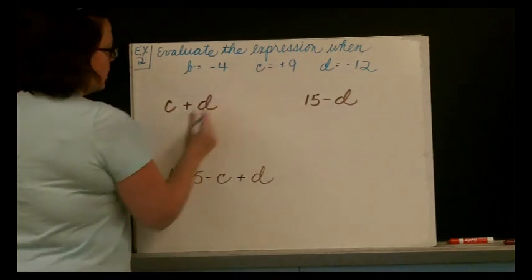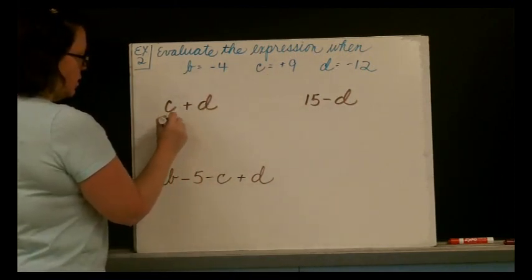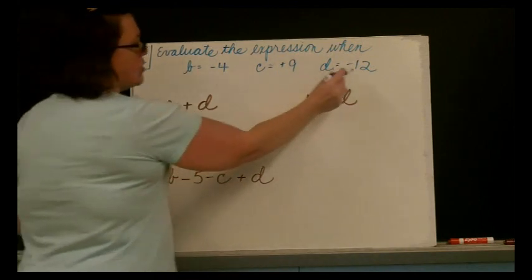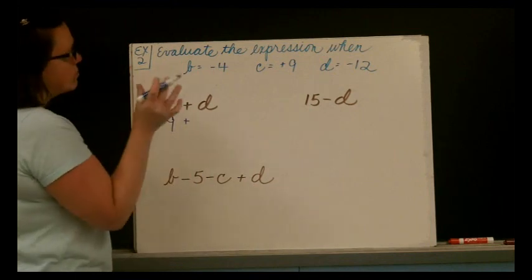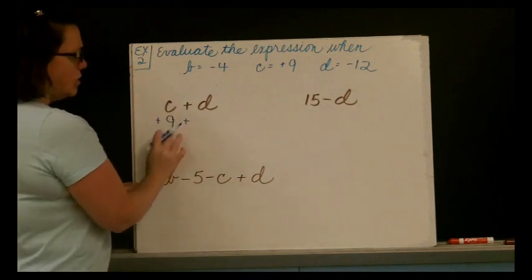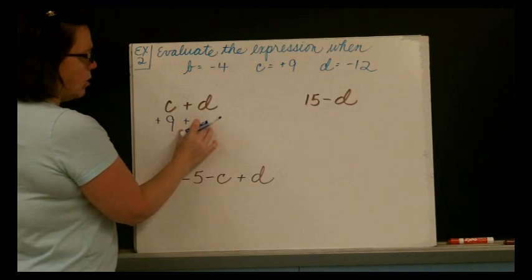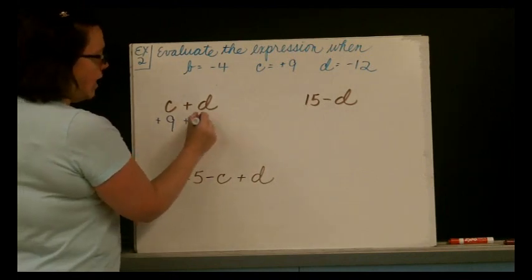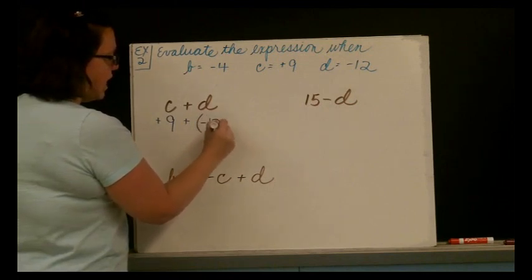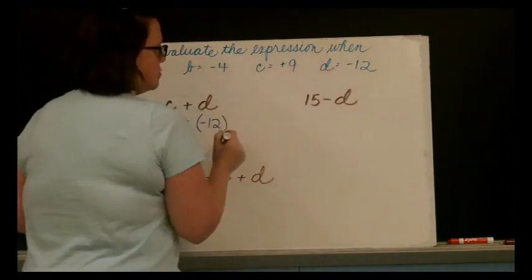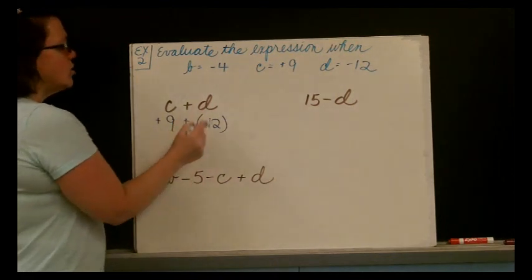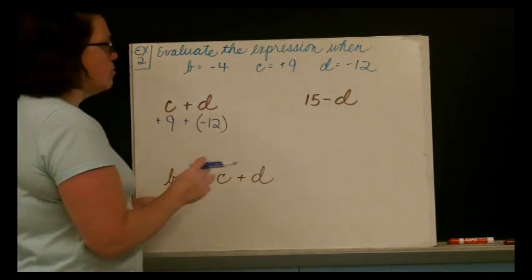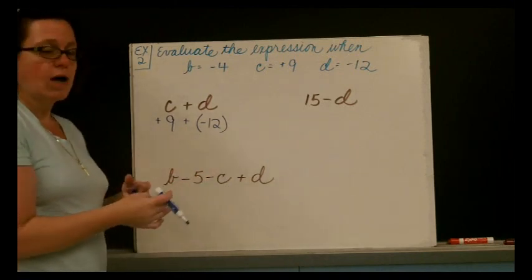We're told that c is a positive 9, and d, which is a negative 12. Now we have to remember that to the c we're adding, or we are pairing it with the d. So we have to remember to write the d exactly as it is. Because if we change the negative to a positive just because there's a positive symbol here, then you're completely changing the value of d and making it its opposite.